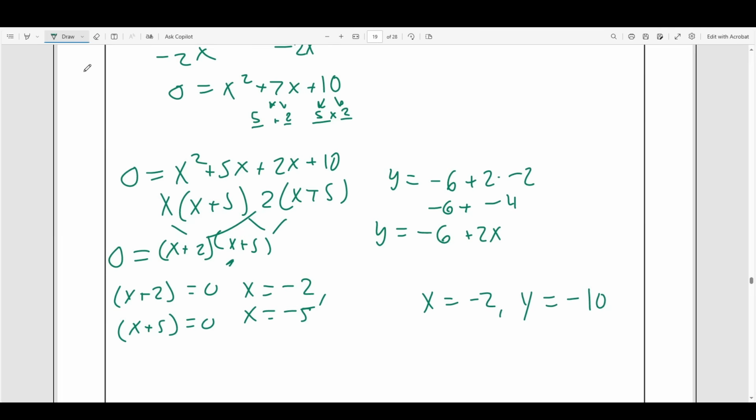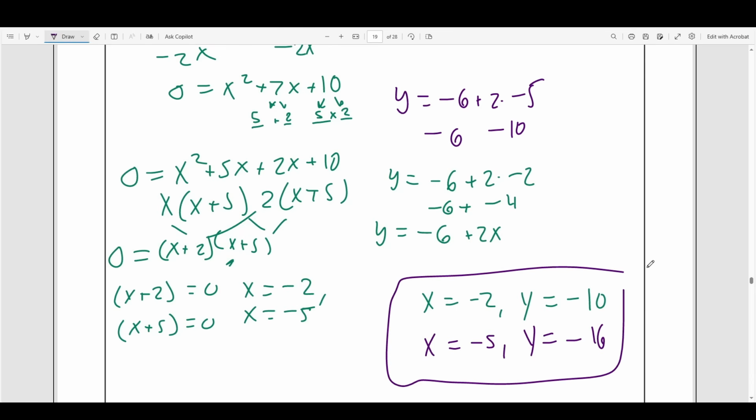And my second point here with this -5, well, if y is equal to negative 6 plus 2 times -5, 2 times -5 is negative 10, and negative 6 plus negative 10 is negative 16. So here I have x equals negative 5, y is equal to negative 16. And those are going to be the correct answers over here, okay?